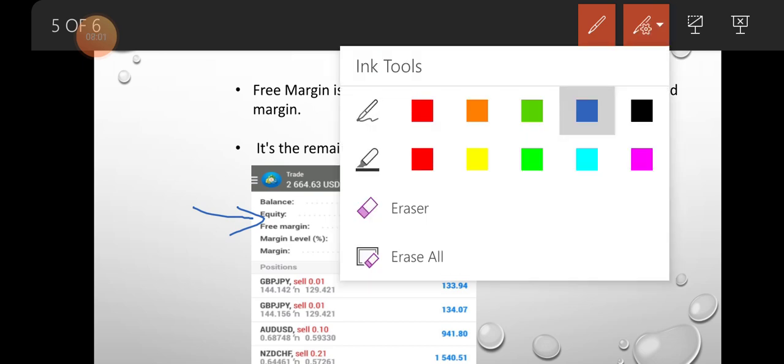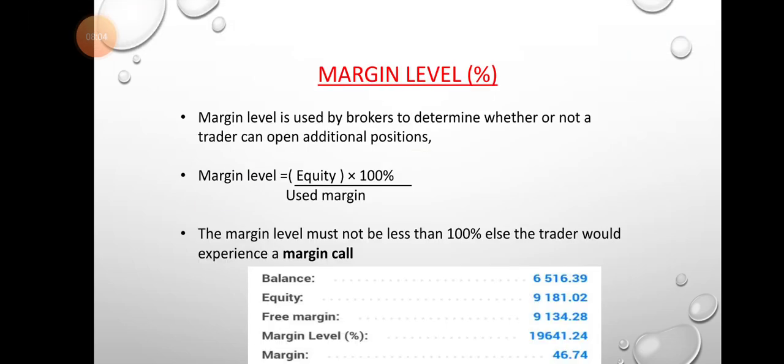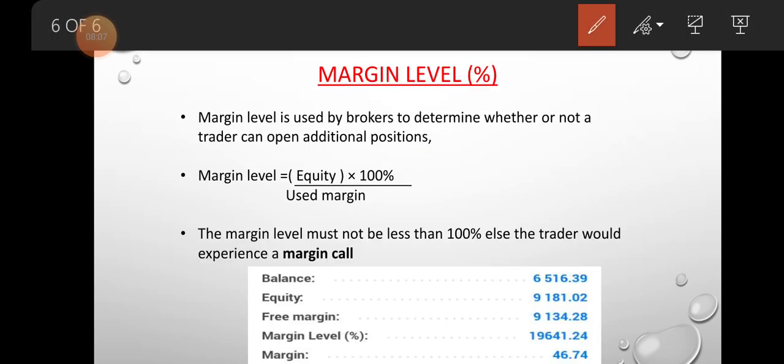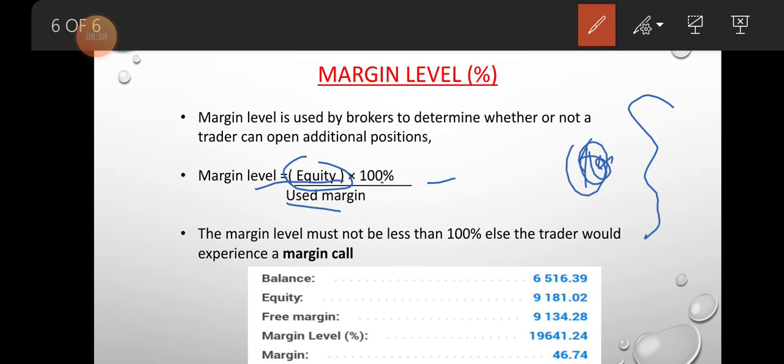Okay, all right, so we proceed. Margin level is used by brokers to determine whether or not you can open additional positions. If you just look at it, it will tell you if you can still place another position. There is a formula used for calculating this margin level. It's your equity, divided by your used margin, which is all the margin that the broker is holding, the addition of everything. Then you multiply everything by 100.